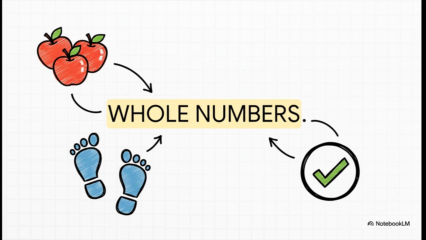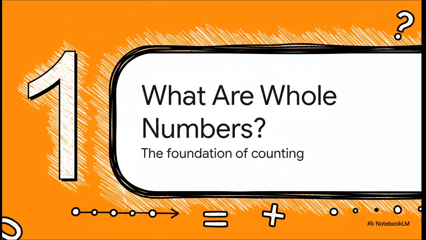Think about it. These are the numbers we use for counting stuff that's, well, whole. You can't really have half an apple or take a fraction of a step, at least not when we're counting this way. It's either a thing or it's not. Simple as that.